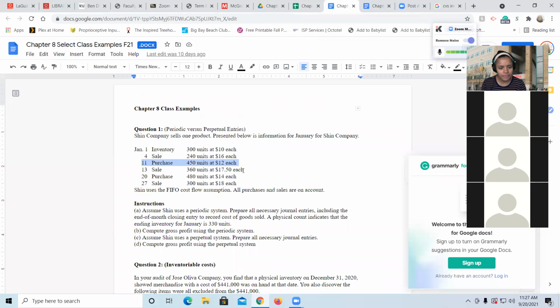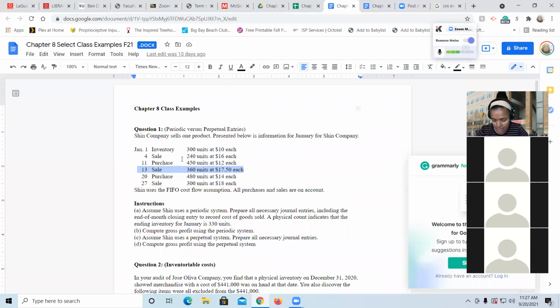Okay, then the next one is another sale. They go like that, right? It's a sale, a purchase, and another sale. So what I'm going to do is throw this out to you. There's no trick here. It's going to be similar to the one that we just did on the 4th of January. I'm going to give you 3 minutes until 11:30 to complete the journal entry for the sale. And then someone who hasn't spoken yet today will just walk us through what they did. So if you were zoned out, come back, wake up, and do the sale journal entry for January the 13th.